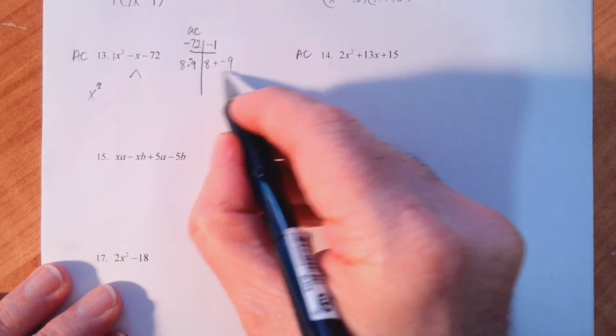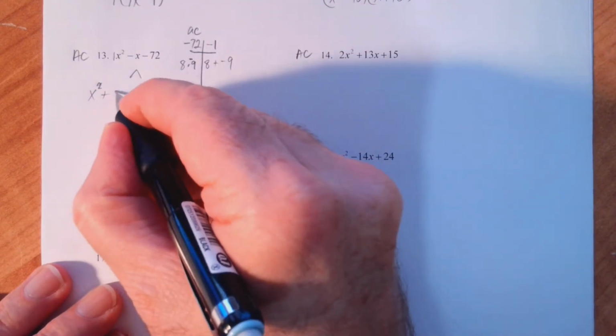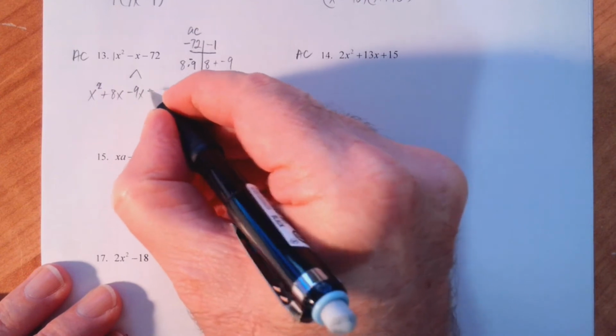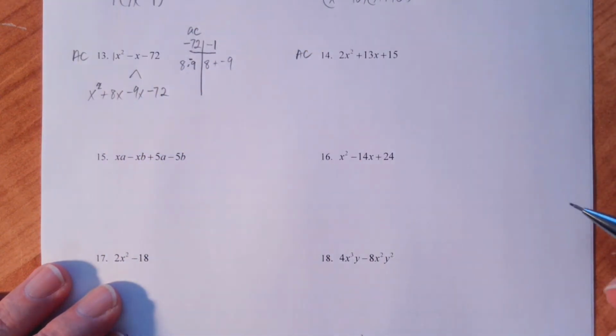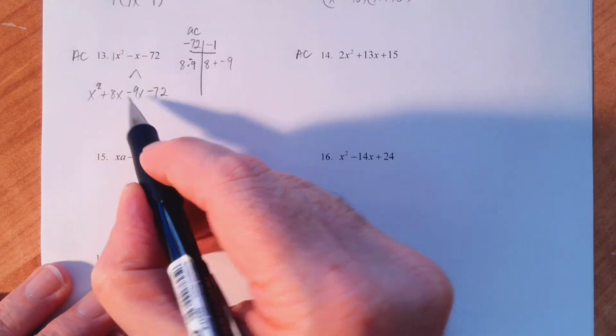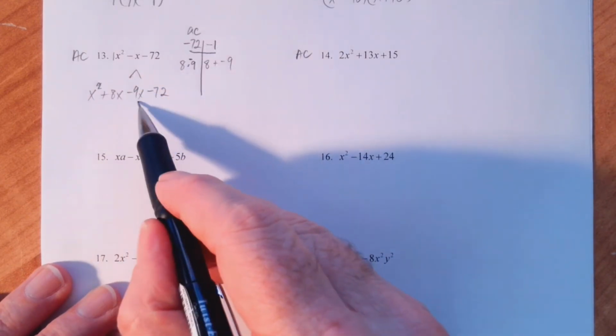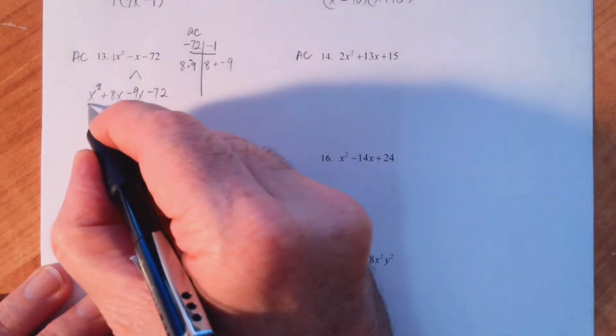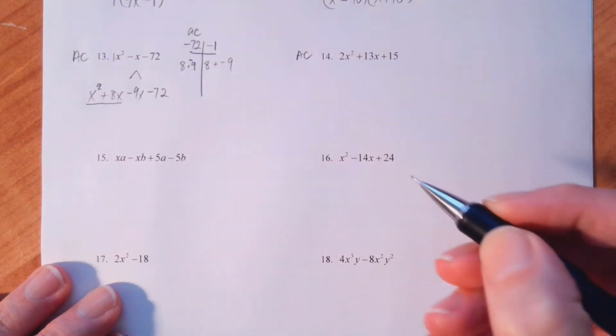And then we're going to put in these two numbers with x. So plus 8x and a minus 9x. And we'll bring down the minus 72. Now notice we split our b term into two terms, but 8x minus 9x is negative 1x, and so we can do that. And now we're just going to factor by grouping now that we have four terms.